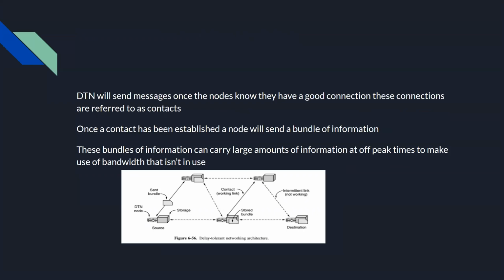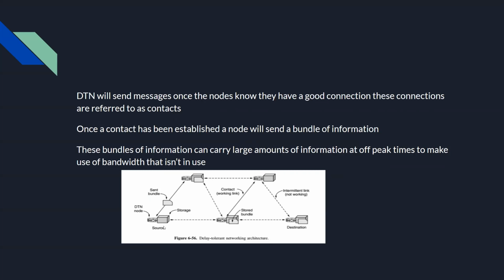Once a contact has been established, a node will send a bundle of information to the receiving node. These bundles of information can carry very, very large amounts of information at off-peak times to make use of bandwidth that isn't in use. And in this diagram, you can see it a lot better.